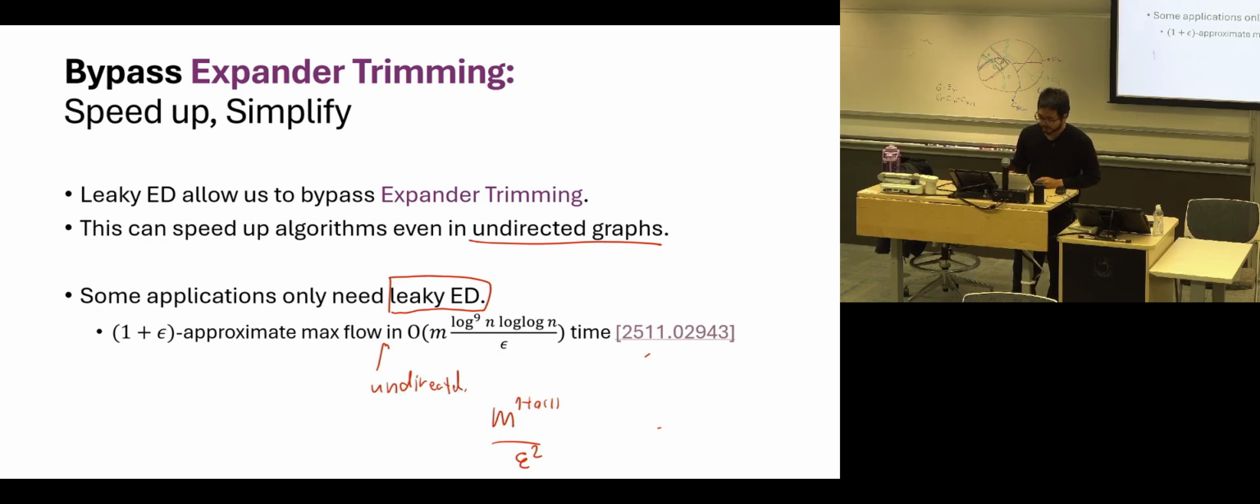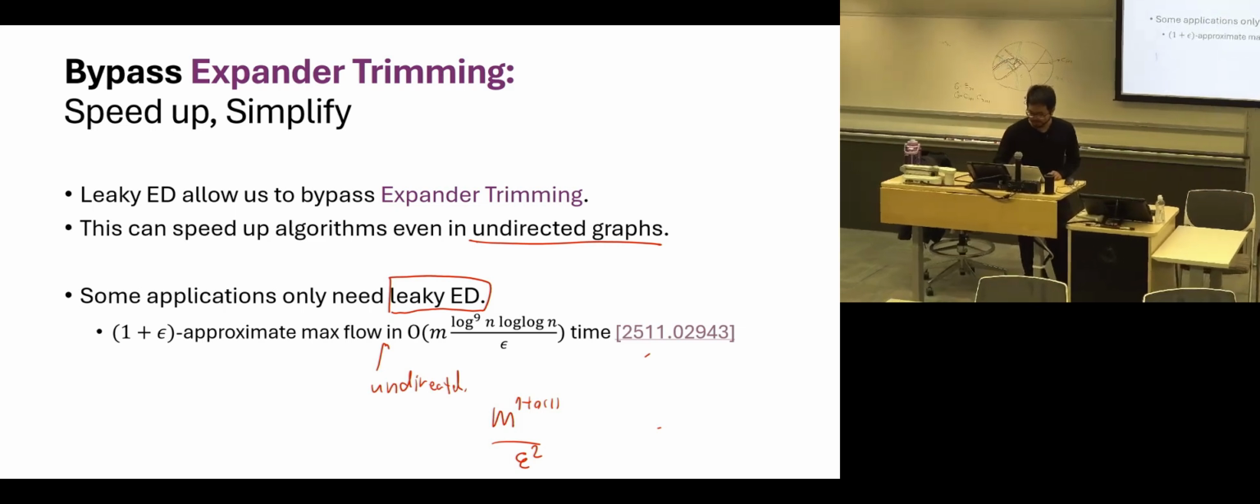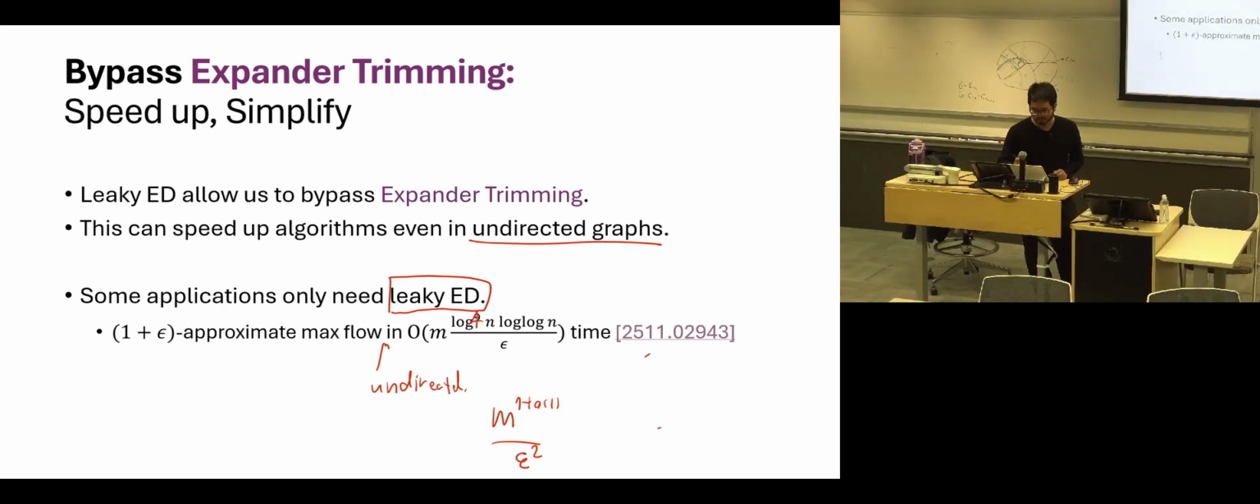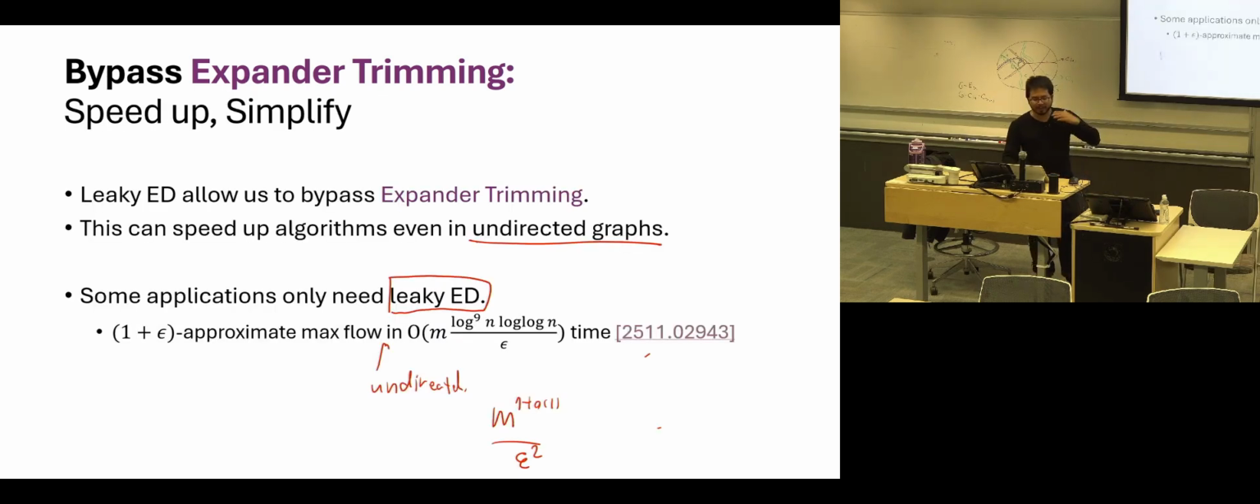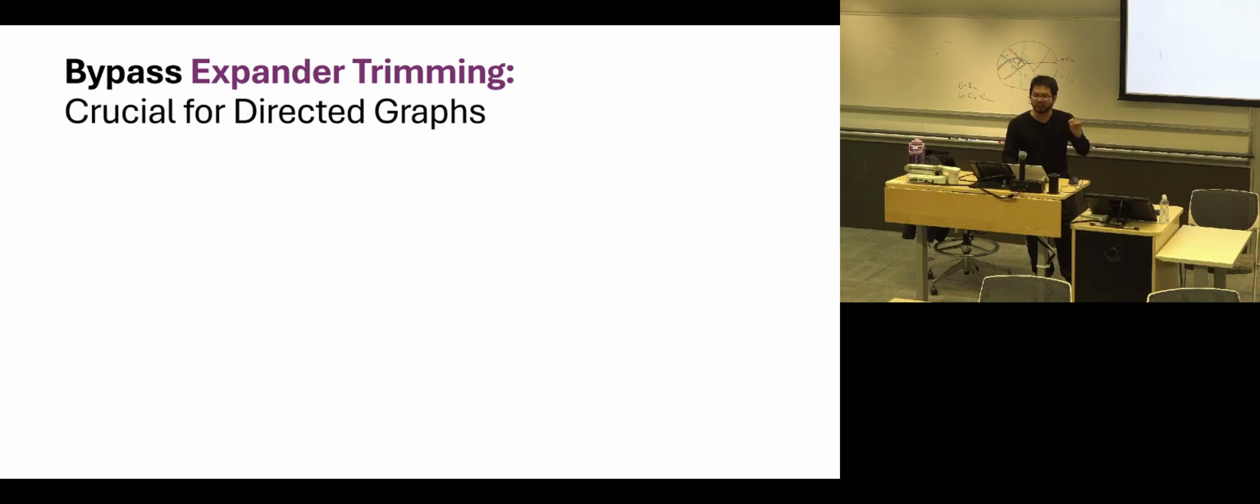Epsilon is just one epsilon here, not epsilon square. I expect that maybe in 3 or so years, you can hope for log to the 4th or something. But likely you need to improve cut matching game itself too. But anyway, bypassing expander trimming is good. It simplifies things. But it's even more crucial when we work with directed graphs.